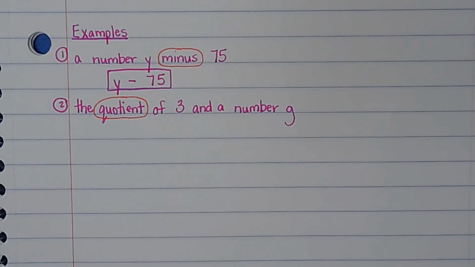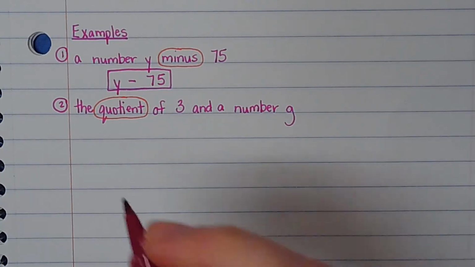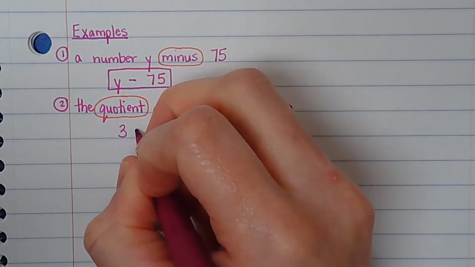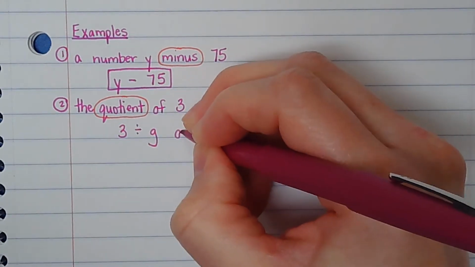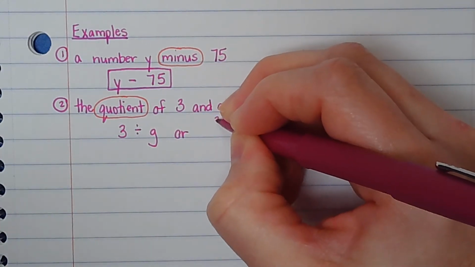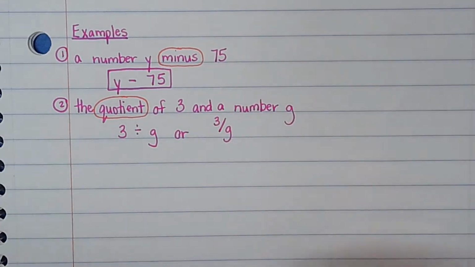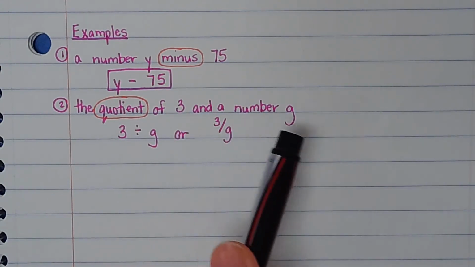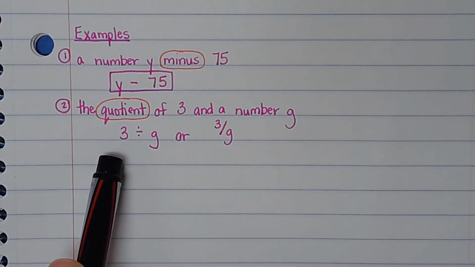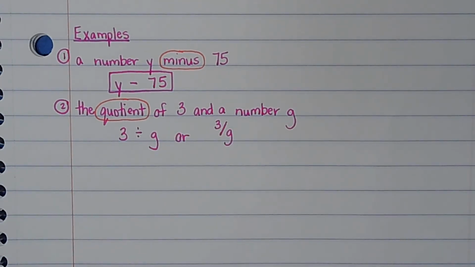Now, there's two different ways to write this one. Most of you are probably most comfortable writing it like this, and that is correct, but you could also see it like this. Okay, so kind of like as a fraction, 3 over G. So either one of those mean division, okay? And you have to go in the order that it gives it to you. So 3 has to go first, or 3 has to go on top.